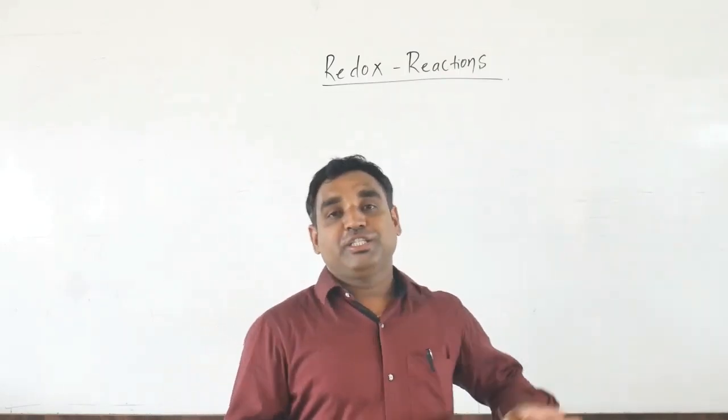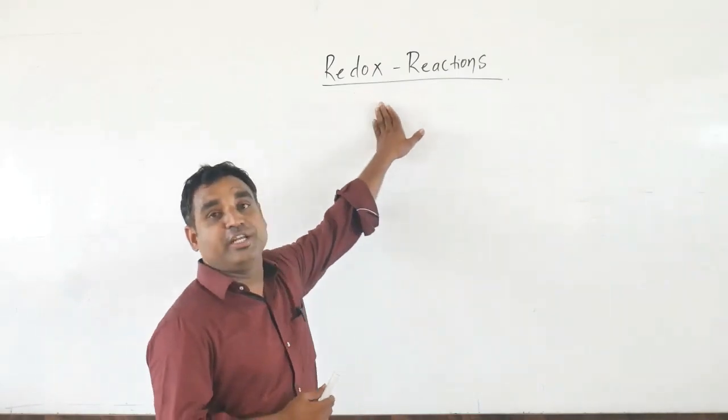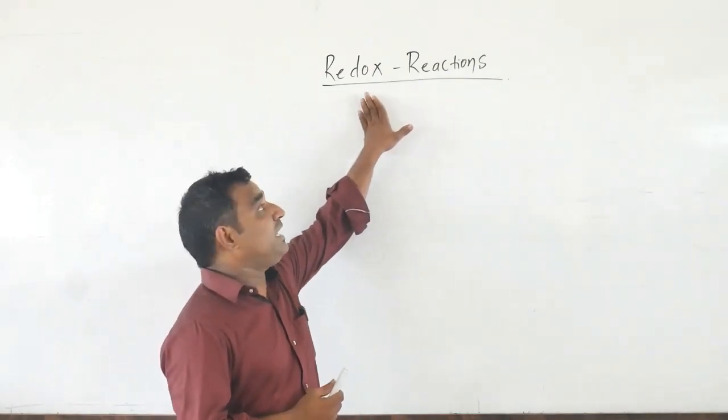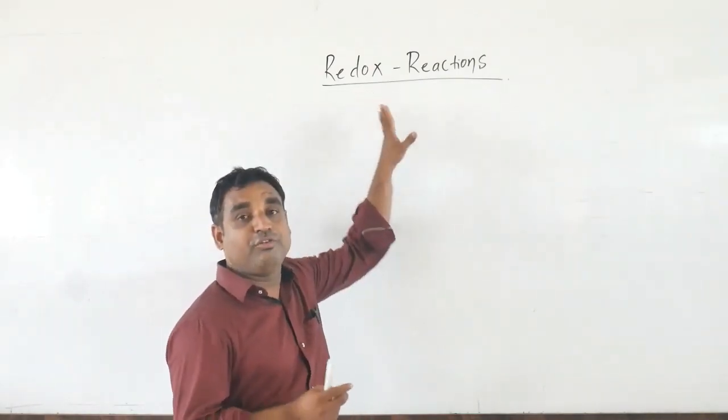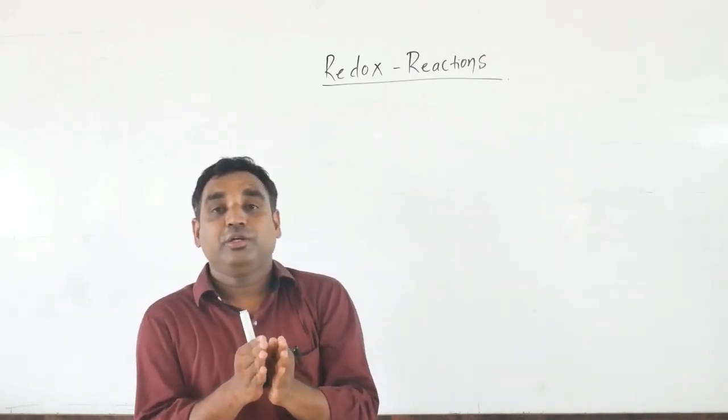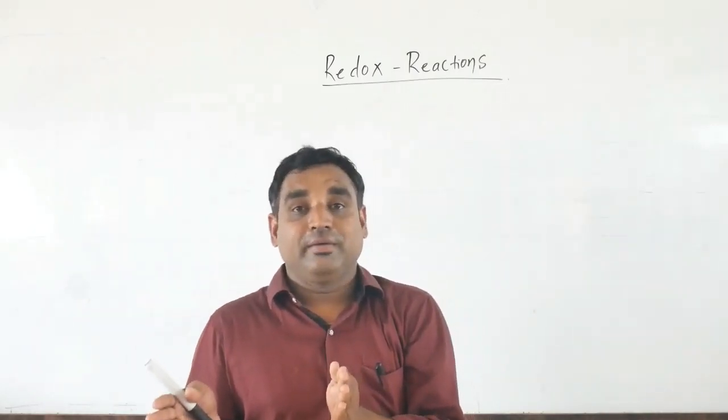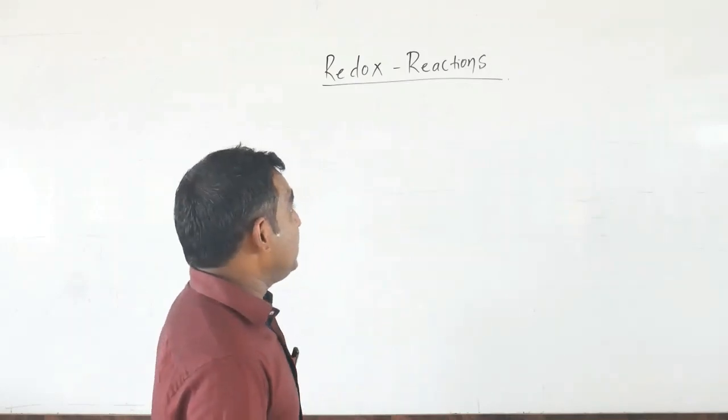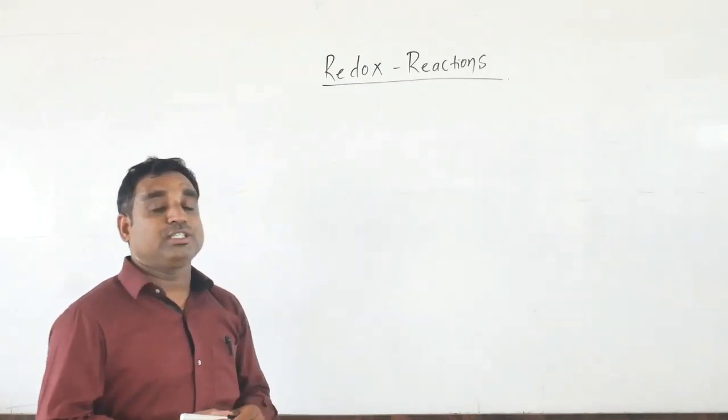That chemical reaction involving what? Redox reaction. So it is one type of reaction in which we can convert one matter into another form of matter. So that is a redox reaction. Through the redox reaction, now we will discuss that.